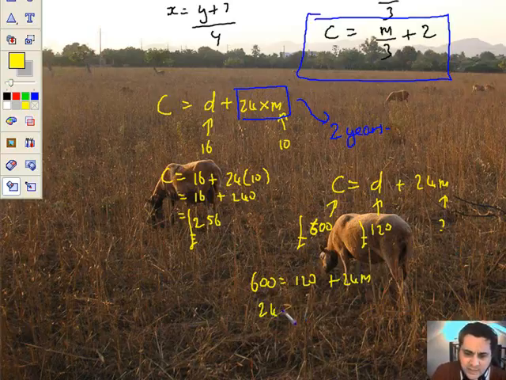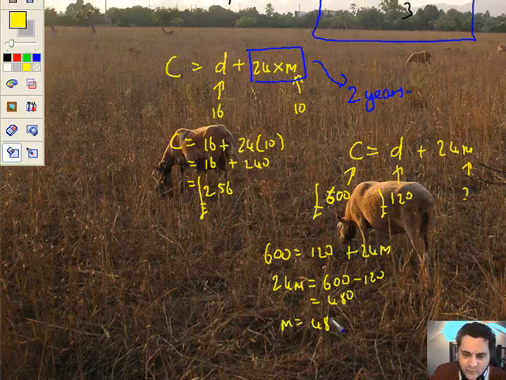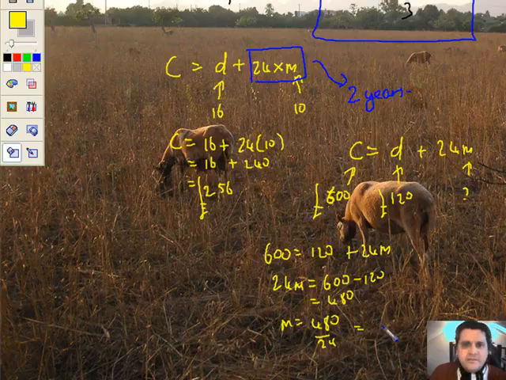Take away the 120. So I've got 24 times the monthly instalments will be 600 minus the 120. That's going to be £480. Therefore the monthly payment is going to be 480 divided by the 24, and look at that, 24 goes into 48 twice, £20 per month. Is that alright? Lovely. So £20 per month for the next 2 years.